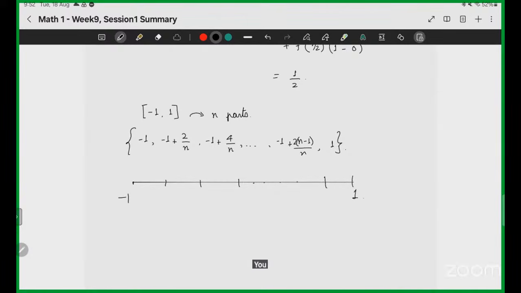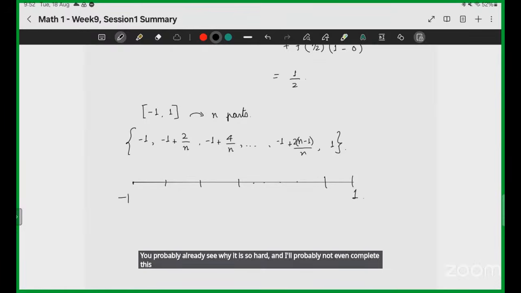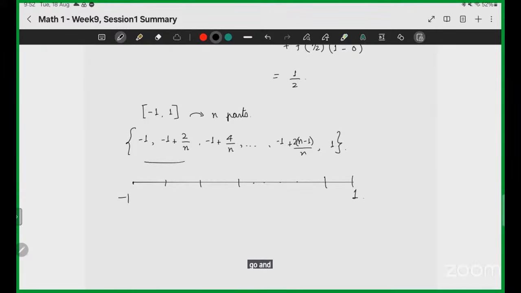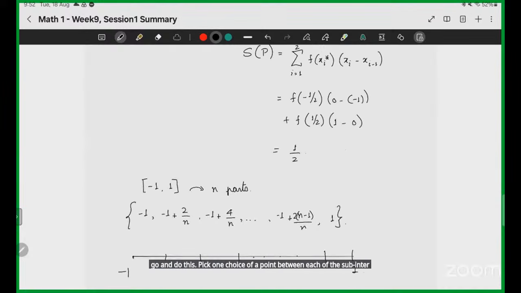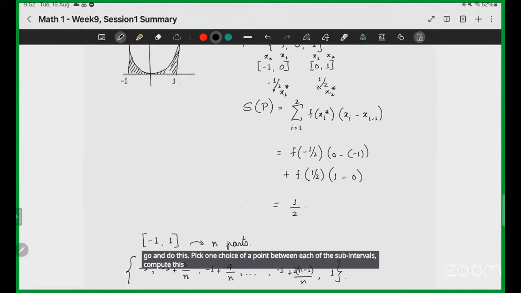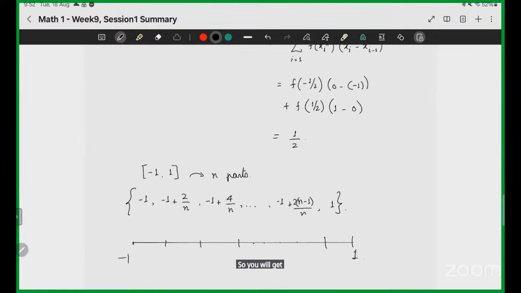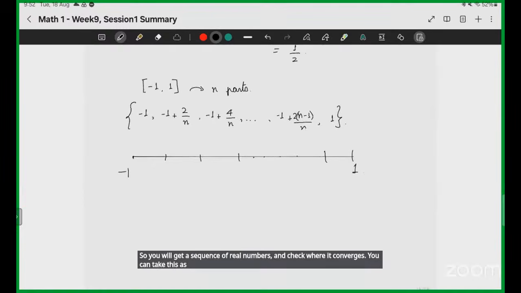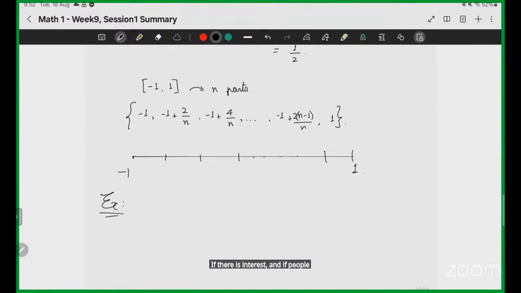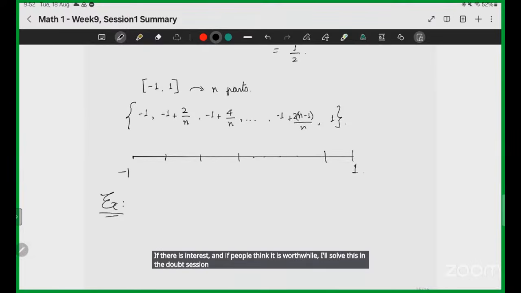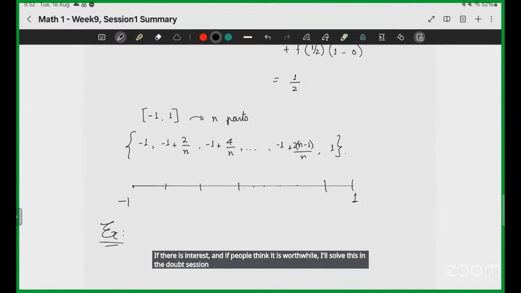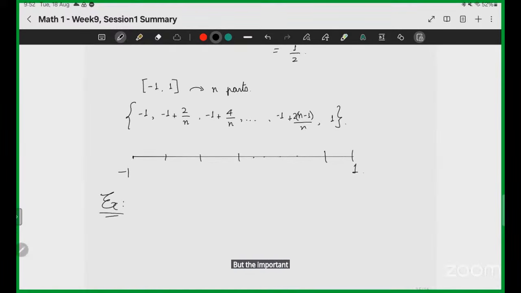You probably already see why it is so hard, and I'll probably not even complete this computation. You can go and do this. Pick one choice of a point between each of the subintervals, compute this S of Pn. So you will get a sequence of real numbers and check where it converges. You can take this as an exercise. If there is interest and if people think it is worthwhile, I'll solve this in the doubts session. But the important point, yes.